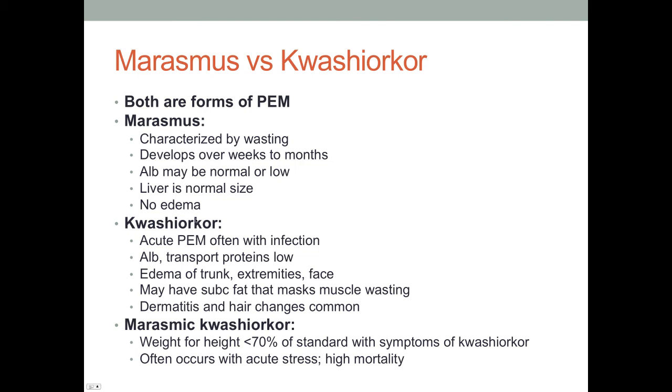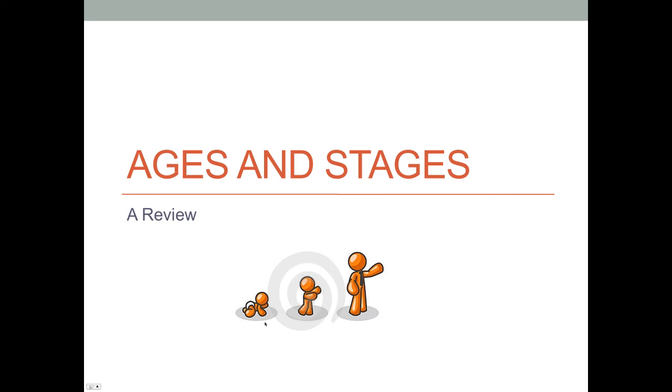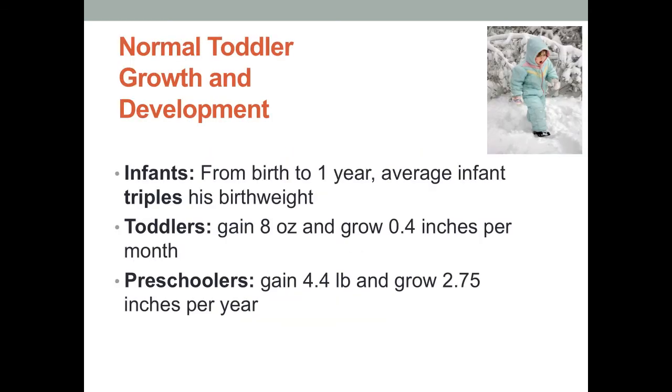And then you can also have marasmic kwashiorkor. So that's a child who's actually low weight for height, but they have some of the symptoms of kwashiorkor, and this often occurs with acute stress, and there's a very high mortality for that. Just by way of review, it's important to not consider nutrition in a vacuum with a child. It's also important to remember how old they are, and whether they were preterm and kind of how they're doing for a child their age.